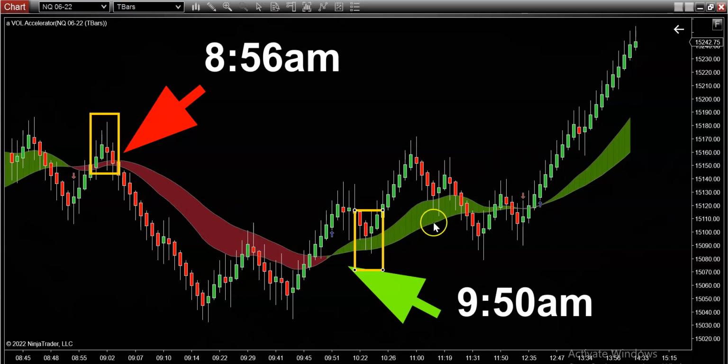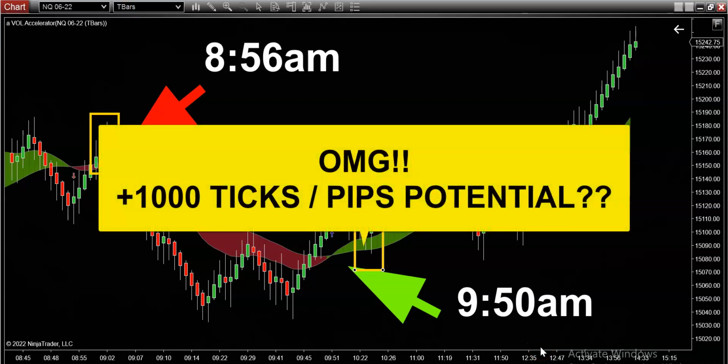Then this green setup, this long setup on the color change and the retracement, folks, this was about 800 to 900 potential ticks and pips. Think about that. Almost 1,000 potential ticks and pips on a single day, just in a couple hours.